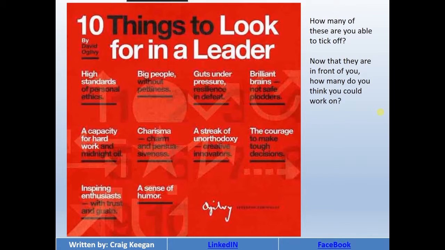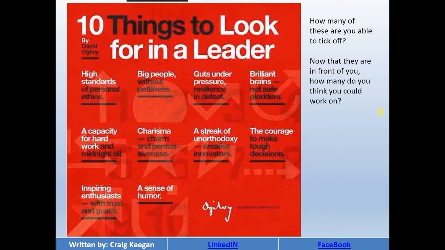Leadership. 10 things to look for in a leader. High standards of personal ethics, big people without pettiness, guts under pressure, resilience in defeat, brilliant brains, not safe plodders, a capacity for hard work and midnight oil, charisma, charm and persuasiveness, a streak of unorthodoxy, creative innovators, the courage to make tough decisions, inspiring enthusiasts with trust and gusto, a sense of humour. This guy David Ogilvy, you would have seen him on a previous slide, very good stuff.